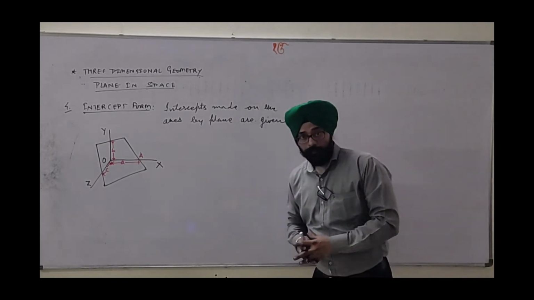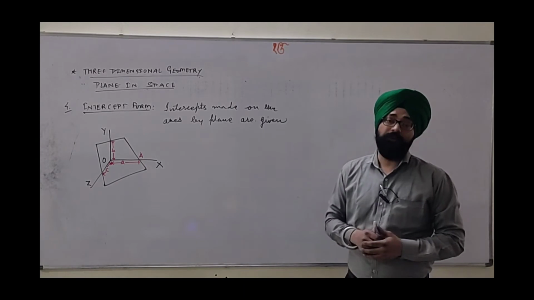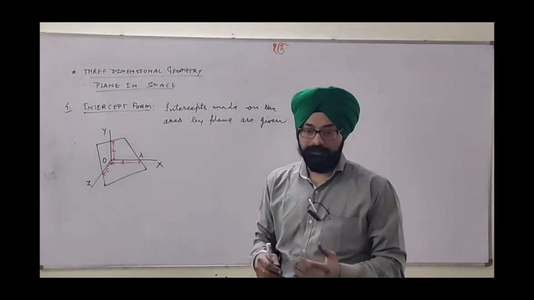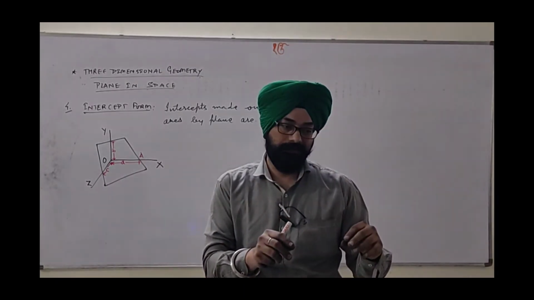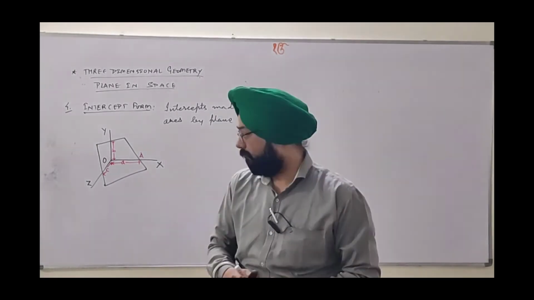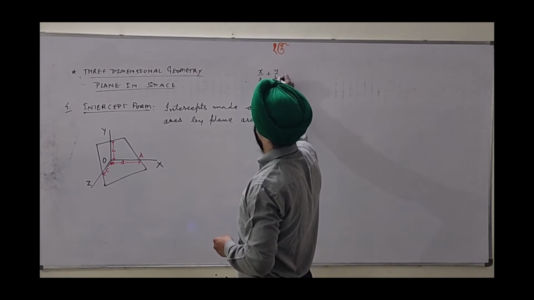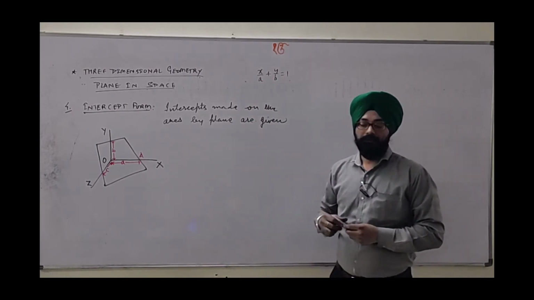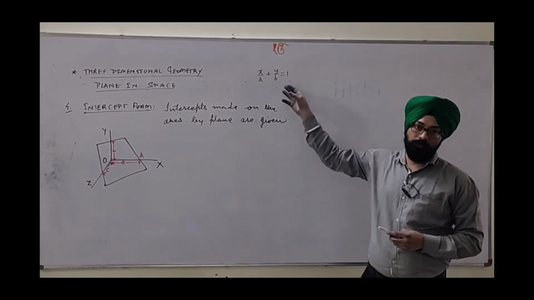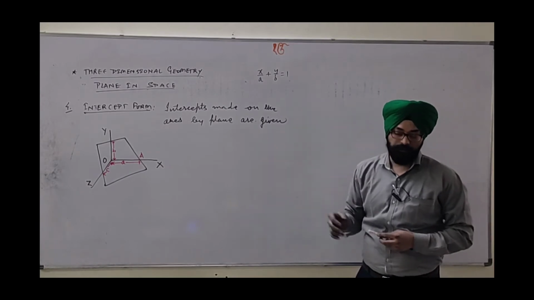Now we have the fourth pattern, the fourth form, intercept form. Intercept form we have seen in early class in 2D of straight line. What was that? It used to be x upon a plus y upon b equal to 1. The line which makes intercepts a on x and b on y. In that case we write the equation so.